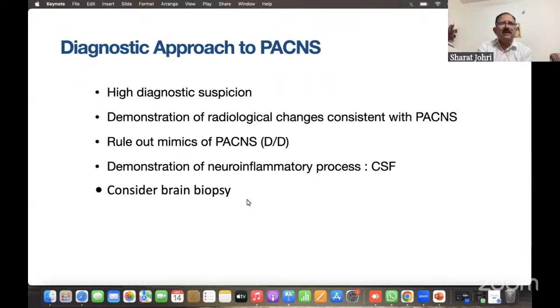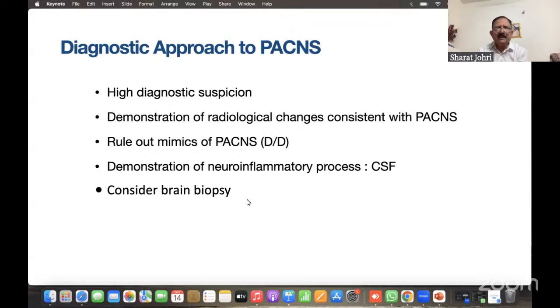So the diagnostic approach should be that first we suspect, when we find an unexplained neurological deficit, and you start thinking that it may be CNS vasculitis. Then we have to demonstrate the radiological changes consistent with primary CNS vasculitis, which is focal narrowing of the vessel walls. And then we have to rule out the mimics, which is the most difficult part, and do the host of investigations which I enumerated earlier. We have to demonstrate a neuroinflammatory process in the brain, and for that, CSF is important.